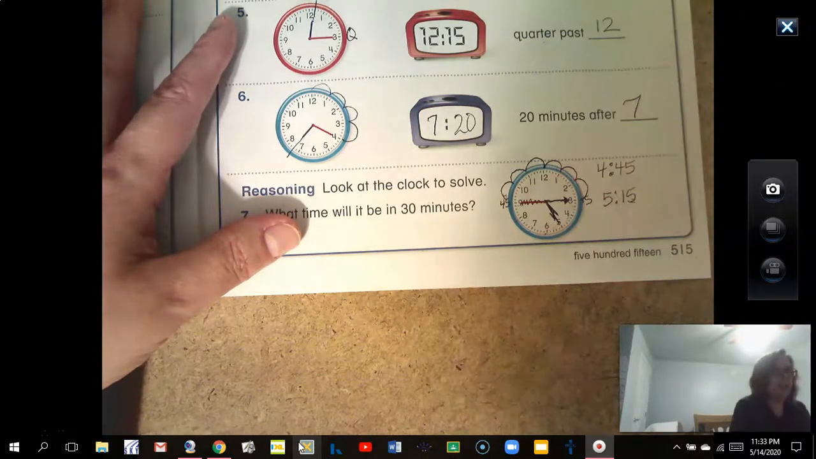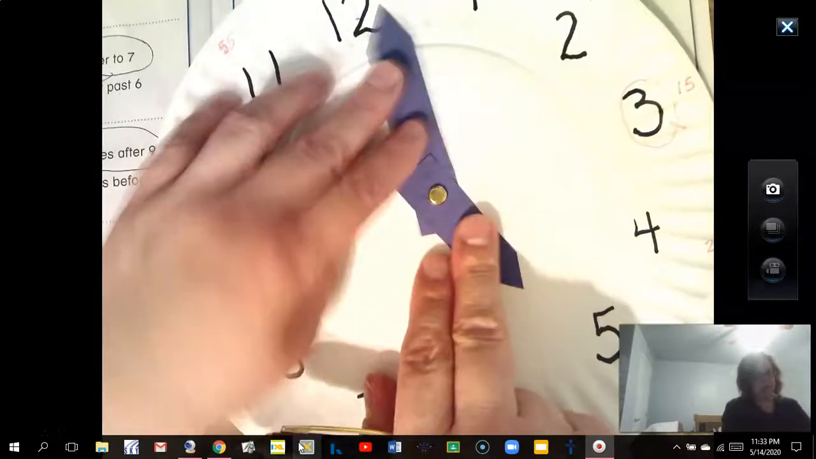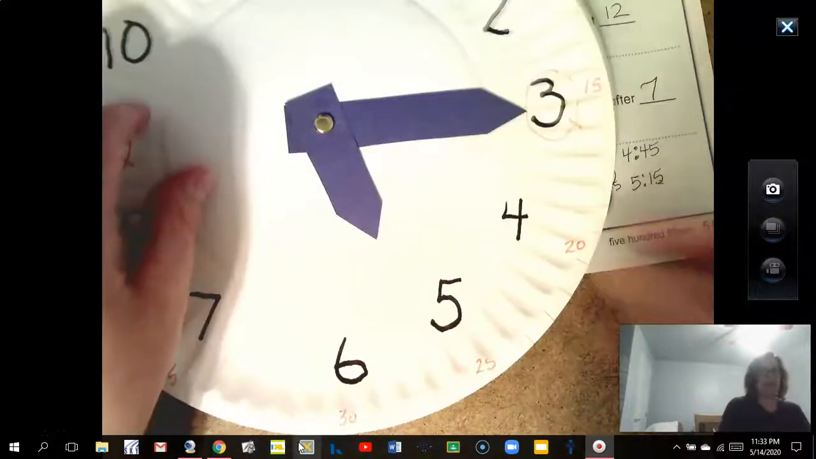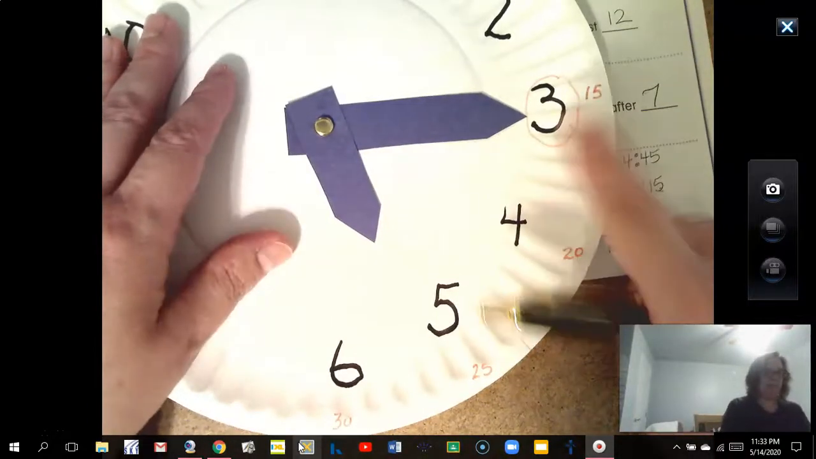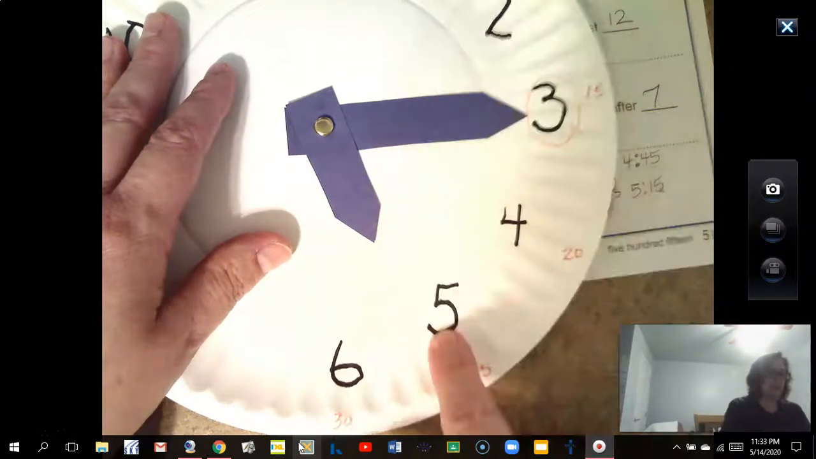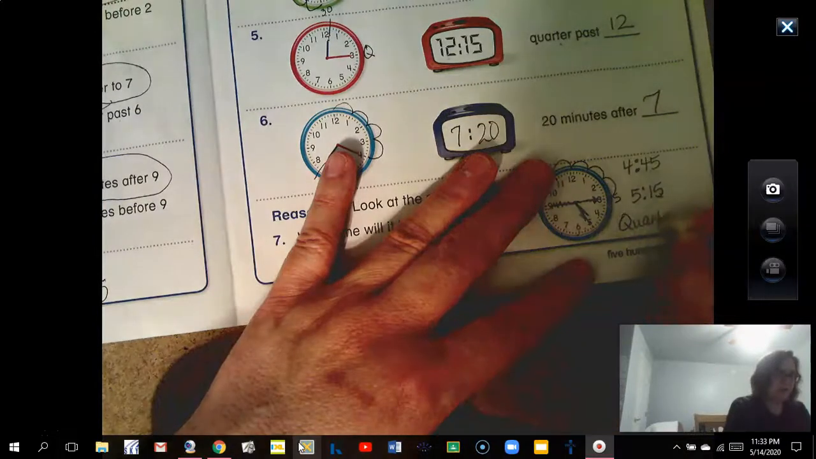What's another way of saying 5:15? When it is, let me show you. What's another way of saying this right here? Yep, quarter after 5. Quarter after 5.